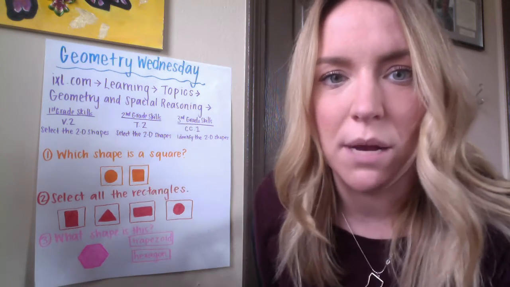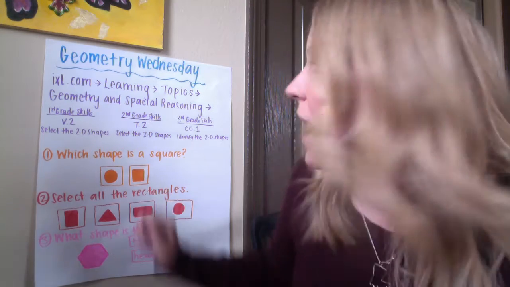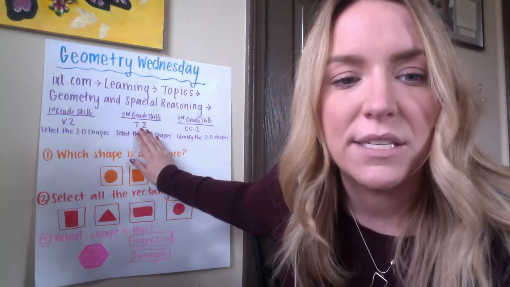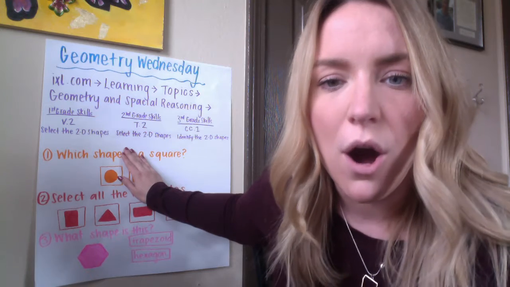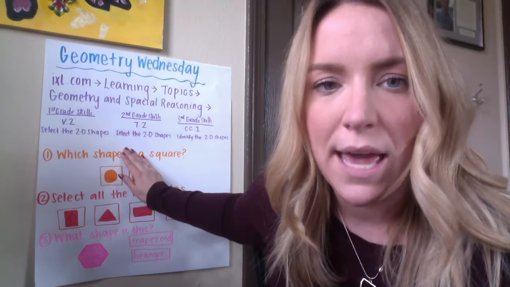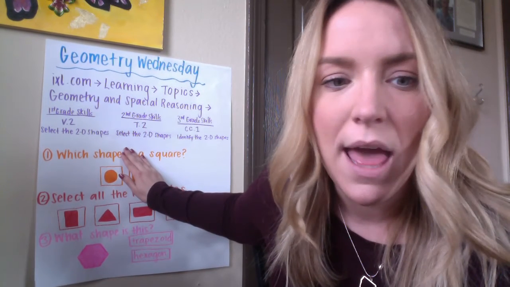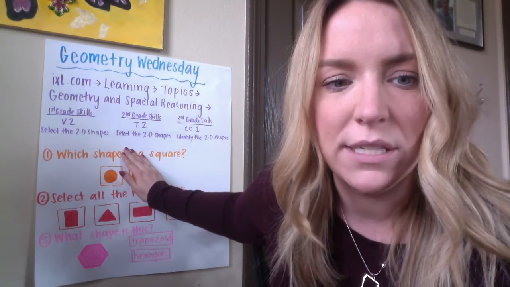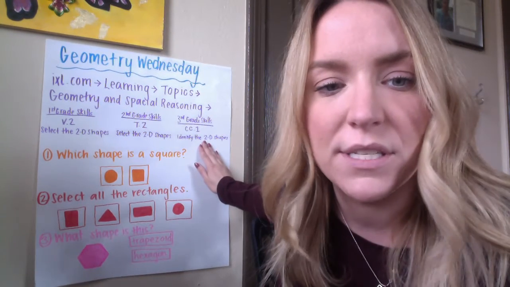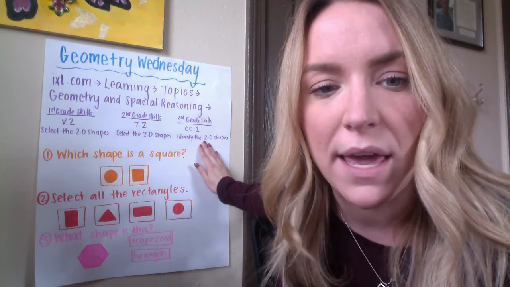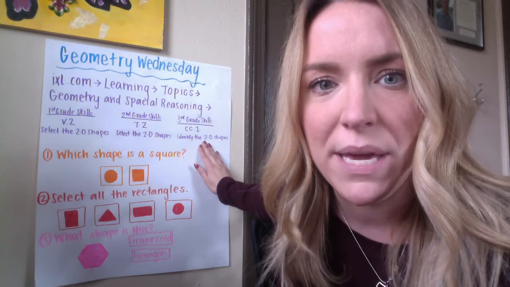I want MW and CS to complete that. For my second grade skills, T period 2, select the 2D shapes. I want RU, SG, KT, IG, and DAG to complete second grade skills. T period 2, select the 2D shapes. Third grade skills, CC period 1, identify the 2D shapes. I want NB to complete that.